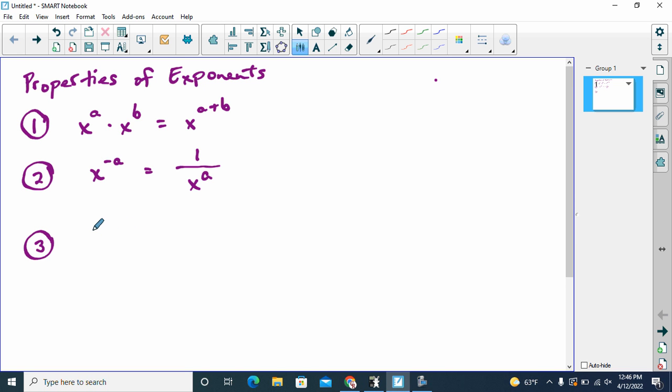Property number 3 says if I take any number or any variable and raise it to the 0 power, that is the same thing as 1. Property 4 we looked at last week. It was called power of a power. If I have x to the a power and then raise that to another power, in that case we multiply the powers together, x to the a times b.